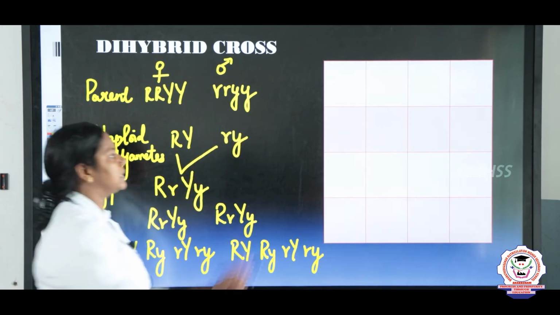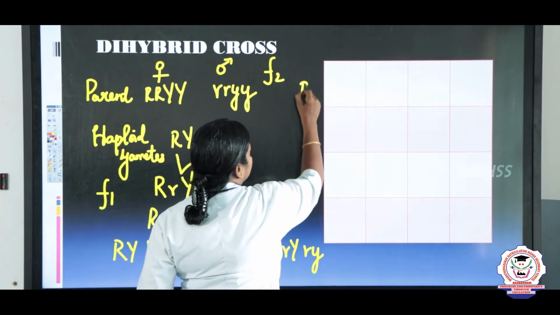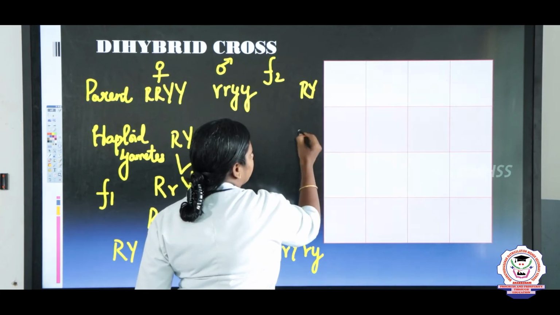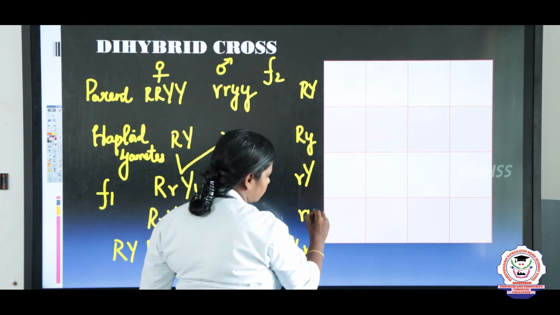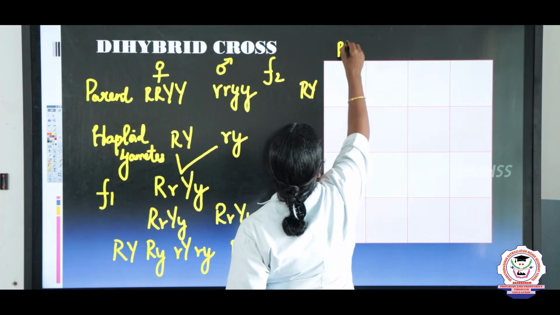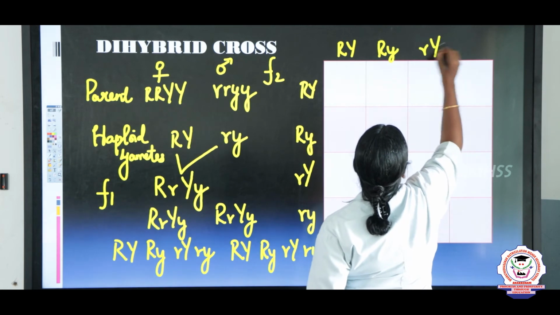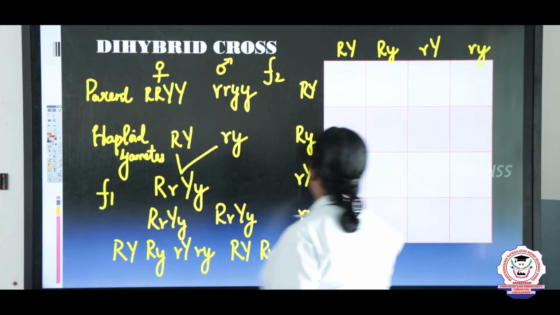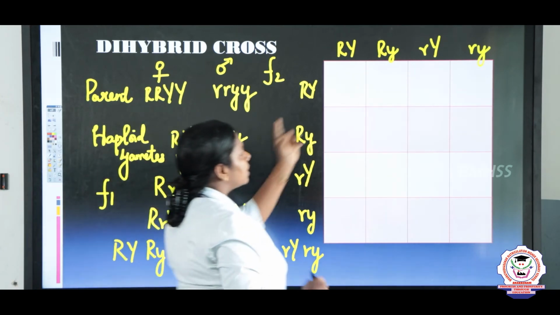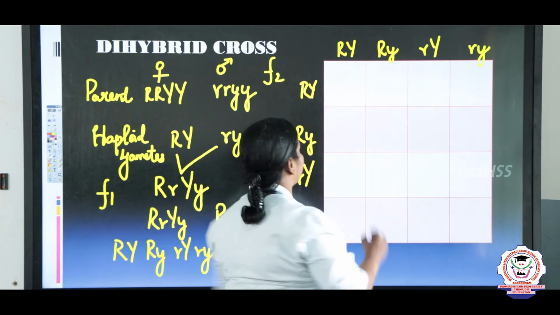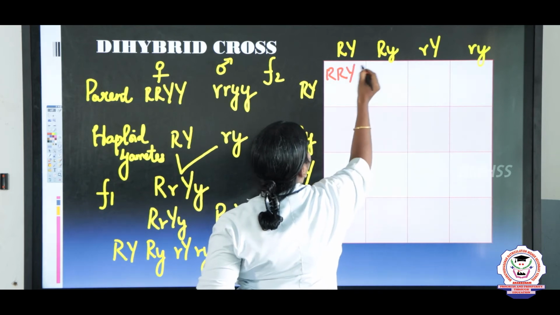Now, we can see what happens in the F2 generation. So here what are the gametes produced? Capital R, capital Y, capital R, small y, small r, capital Y, small r, small y. Here also capital R, capital Y, capital R, small y, small r, capital Y, small r, small y. So now we are going to write the cross between them, right?